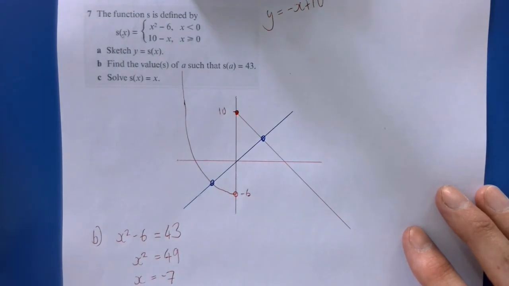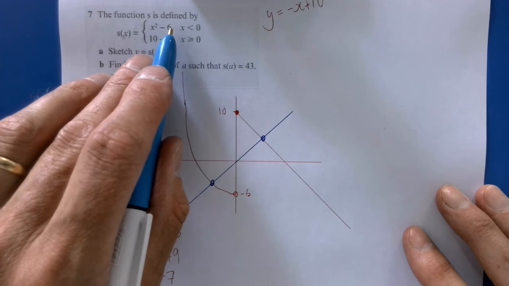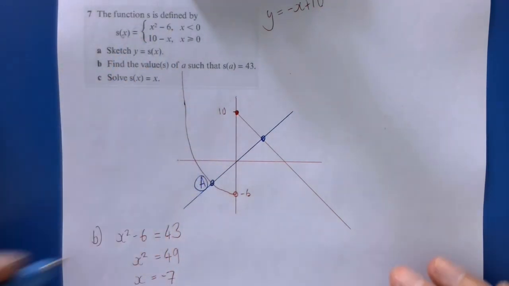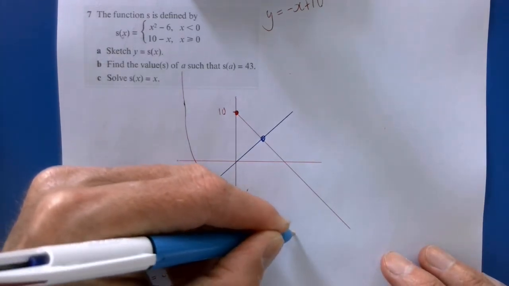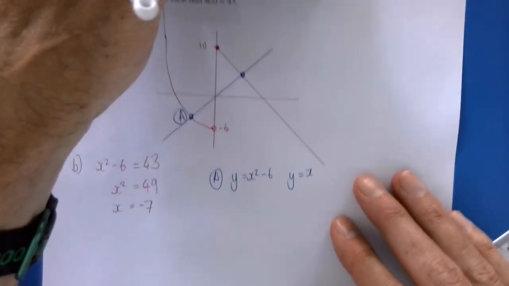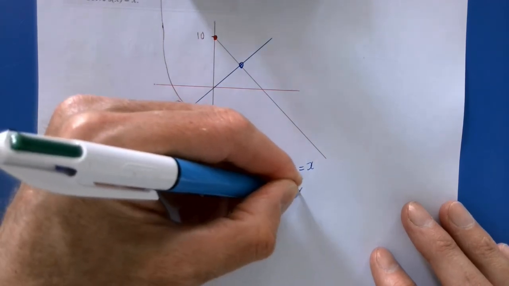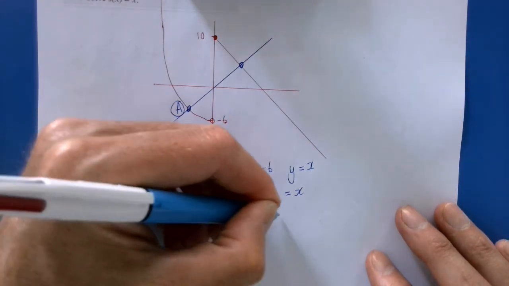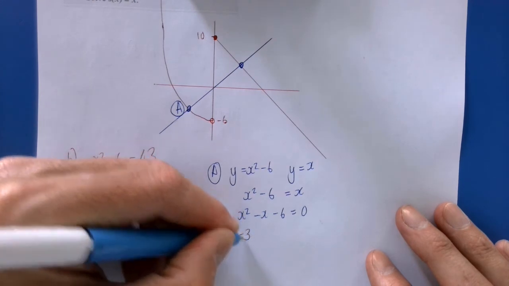So we're not asking now when does this equal a value. We're asking when does y equals x squared minus 6 cross y equals x. So for point A, I've got effectively y equals x squared minus 6 and y equals x. So I want to know where they intersect. So I'm just going to say when does x squared, and it's a quadratic, and oh, that's not a bad one, is it?